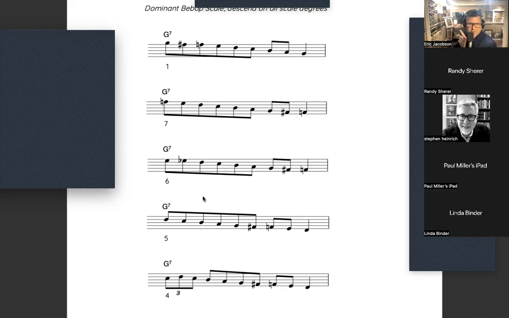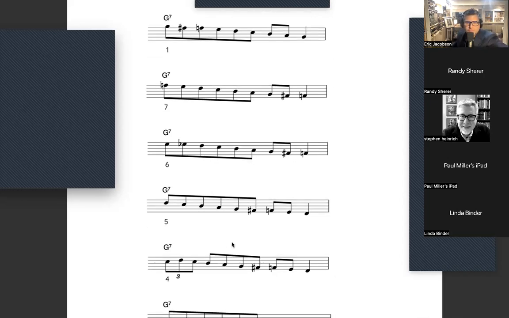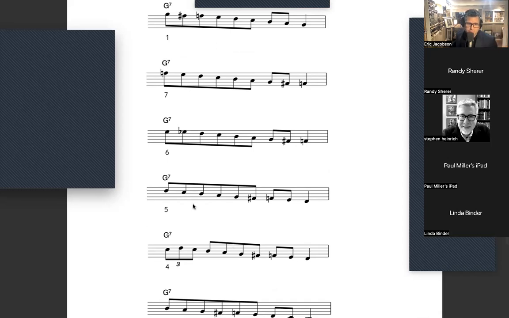Okay, so that's a special rule to know what to do on the 6 of the dominant bebop scale. Add a chromatic note right after it. All right, going on to the 5th. I take the 5th, I don't have to do anything.